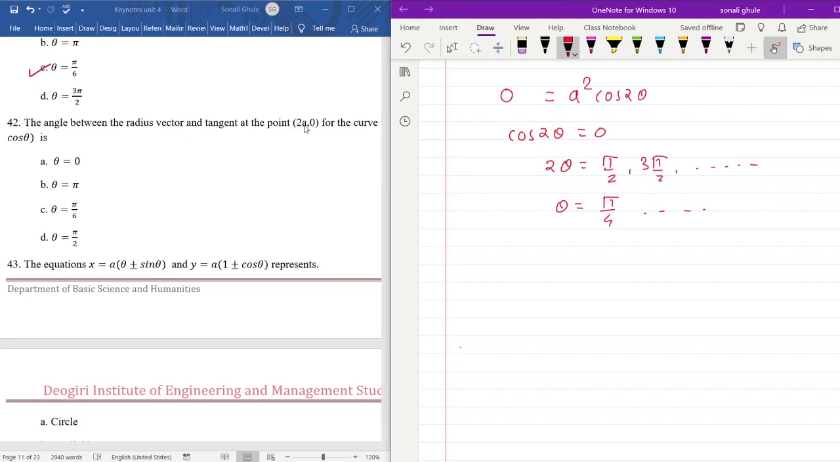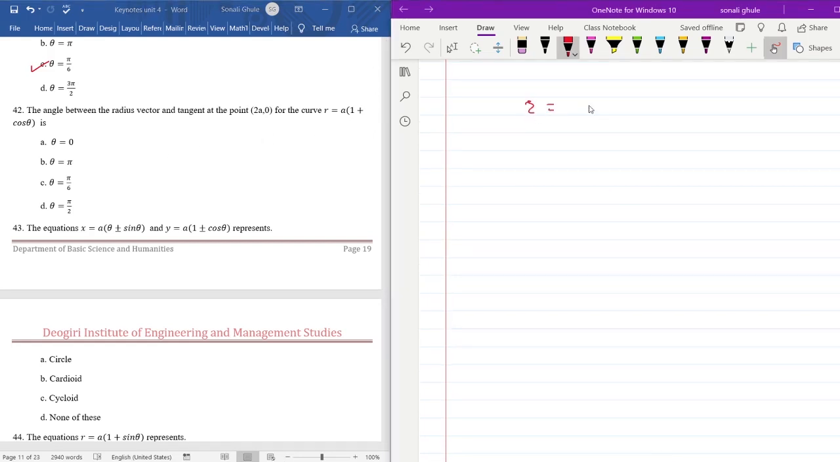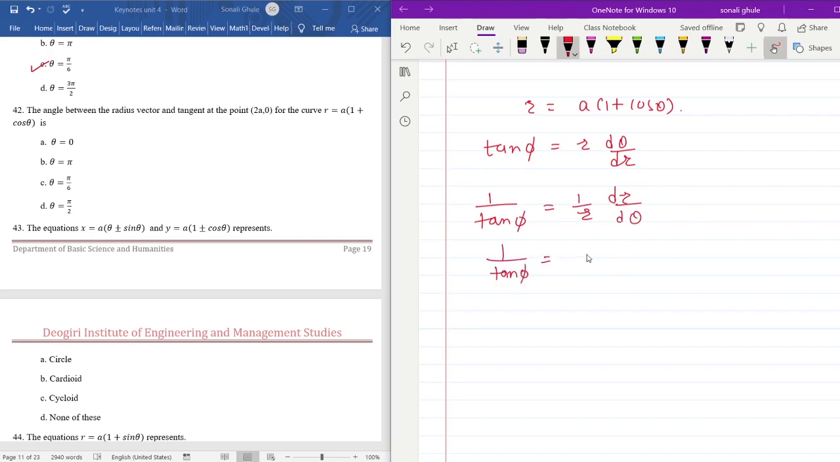Then next, for this question, we have to find the angle between the radius vector and tangent at point 2a, 0. Let me show you, this is your curve, r is equal to a in bracket 1 plus cos theta. We have the formula tan phi is equal to r d theta by dr. So 1 upon tan phi is equal to 1 upon r dr by d theta.